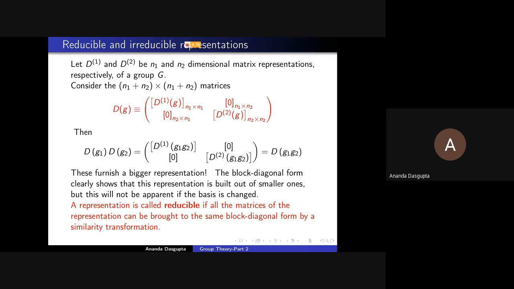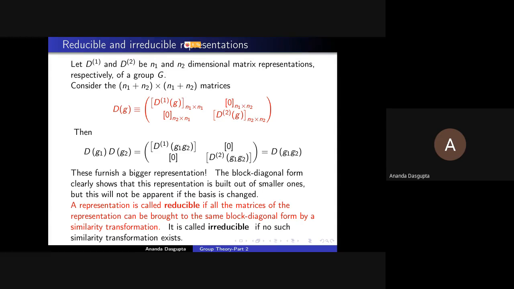But this is where reducibility and irreducibility comes in. I've been using these terms often, but now I'm formally defining them. A matrix representation is called reducible if all the matrices, note the word all the matrices, of the representation can be brought to the same block diagonal form by a single similarity transformation. Okay, this is very important. Single similarity transformation, all the matrices. This is what makes this not so easy a thing to do. Of course, that is why we need group theory. Otherwise, if this had been easy to do, we would not have to study any group theory at all.